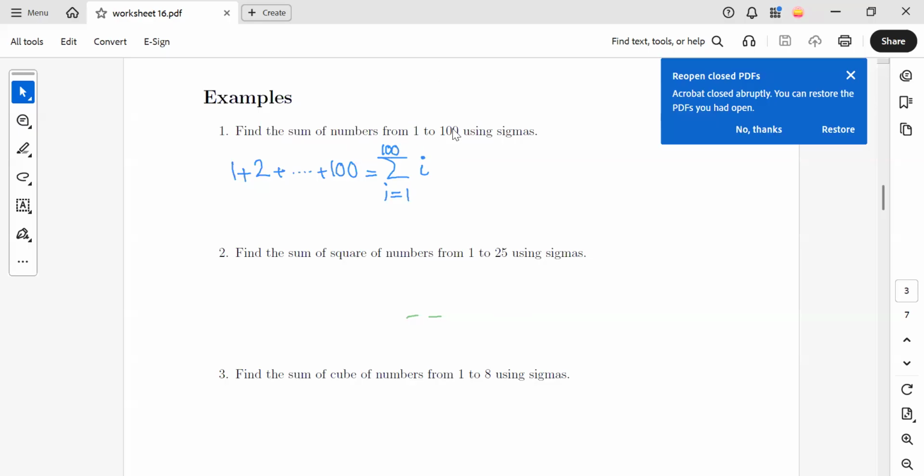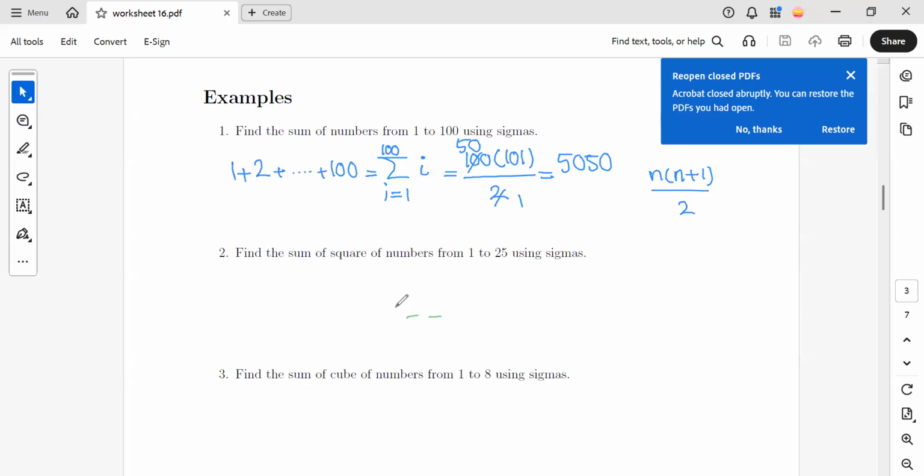Going back to the previous formulas, we had the formula as n times n plus 1 over 2 for this kind of sigma. But n here is 100, so 100 times 101 divided by 2, which we can simplify 2 and 100 here, and we get 5050 as the sum of numbers from 1 to 100.